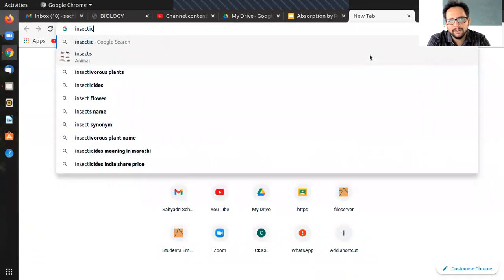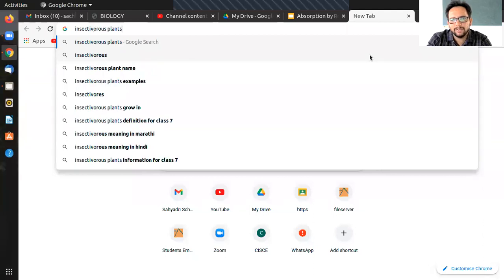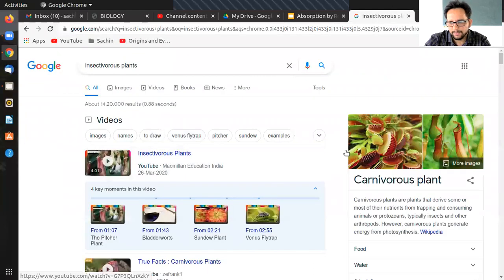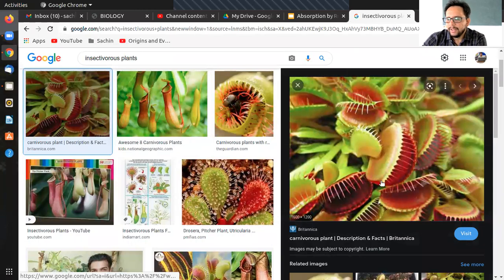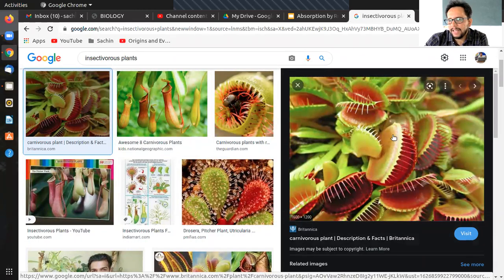insectivorous plants. Images. Yeah, for example, this one. If you see, now these have this spine-like feature. The moment the prey goes and sits inside, or whatever that insect is, the moment it is touching the inner surface, this is sensed by the cells of this plant, and then they just close it down.